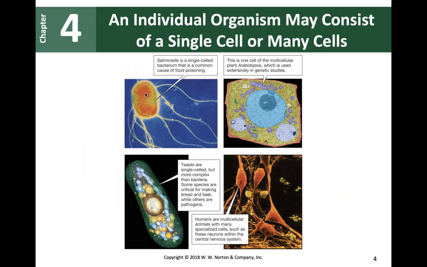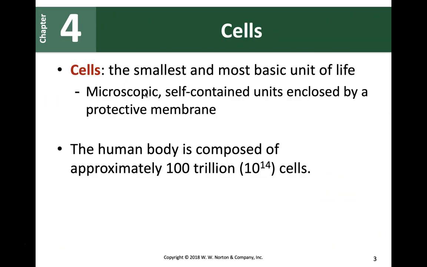Okay. So when it comes to the cell, guys, it is the smallest and most basic unit of life. Why do we call it a unit of life? Because a cell can sustain itself. A cell is very small in size. Our human body is composed of approximately 100 trillion cells. That's lots of cells. That's what makes one human body.